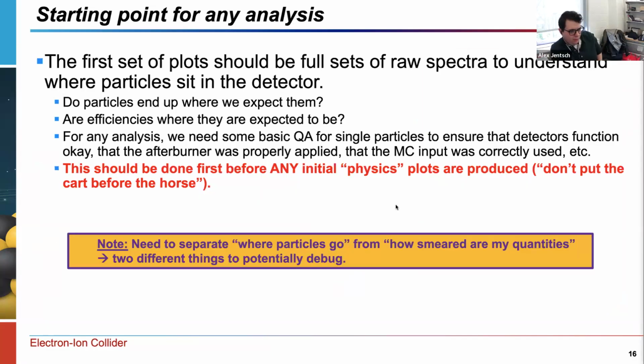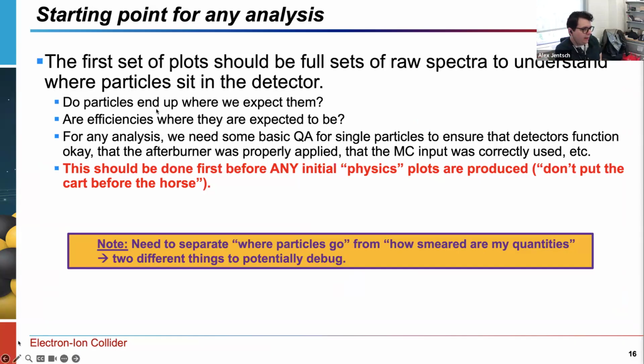Okay, so let's assume that we've got our EIC recon output. We've already extracted all the branches that we need. You learned that in the last tutorial. So let's start looking at what these kind of initial QA plots might look like.